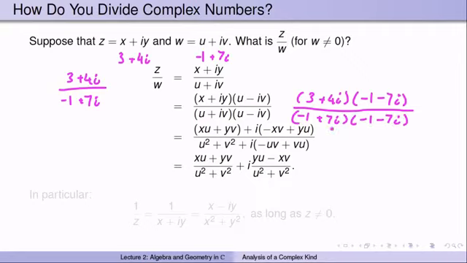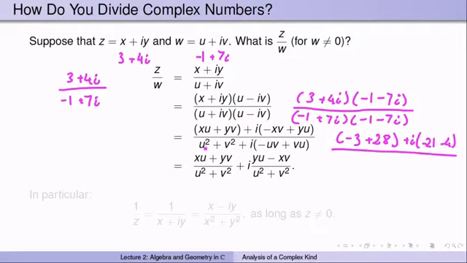Now when I multiply this out, on top, I have a regular multiplication of two complex numbers, so I'm going to get here 3 times -1 is -3, then 4 times -7 is -28, but I'm going to have to make it a plus because that's how the multiplication goes, and then plus i times, and then you multiply the 3 by the -7, so that's -21, and the 4 by the -1, so -4.